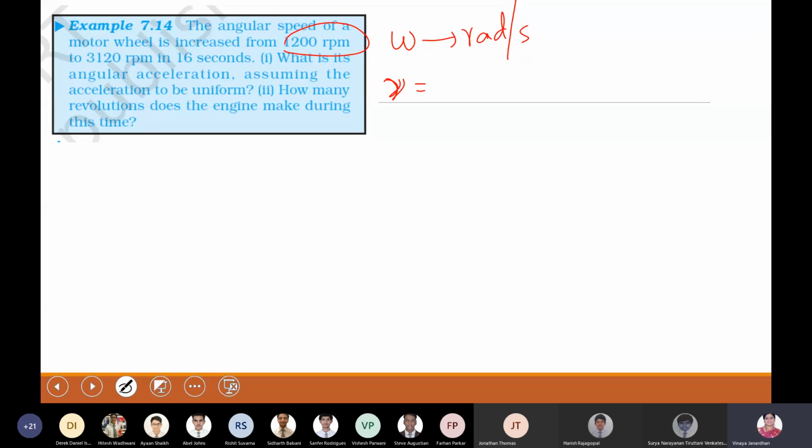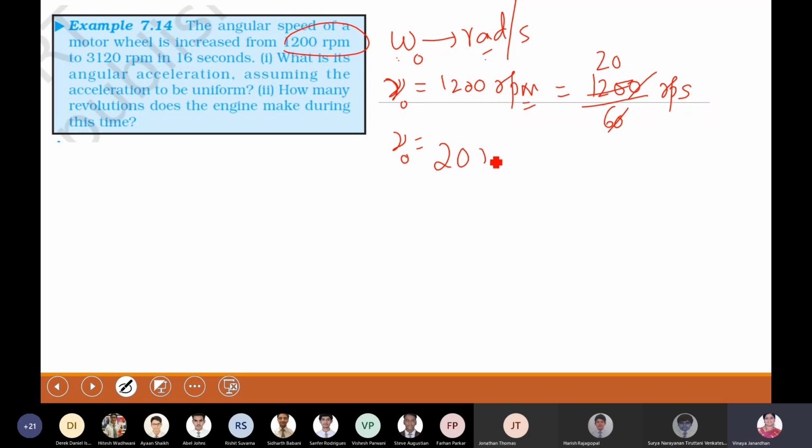Linear frequency, you have to convert it to angular frequency. What they have given is the number of revolutions made in 1 minute, so that you have to convert it to radians per second. It's given as 1,200 RPM, that per minute you have to convert to seconds, so divided by 60 gives RPS, rotations per second. So nu, this is the initial frequency, 20 rotations per second, that you have to convert.